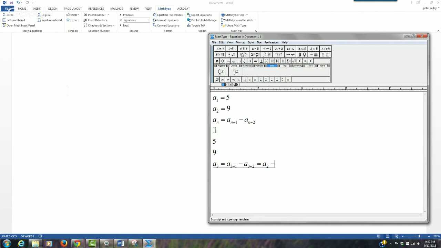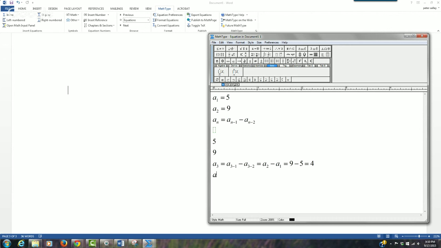minus the first number. Okay, so for the third number in our pattern, I go back to the second number. The second number was 9, and the first number was 5. So the third number in our pattern is going to be 4. And then I go on.